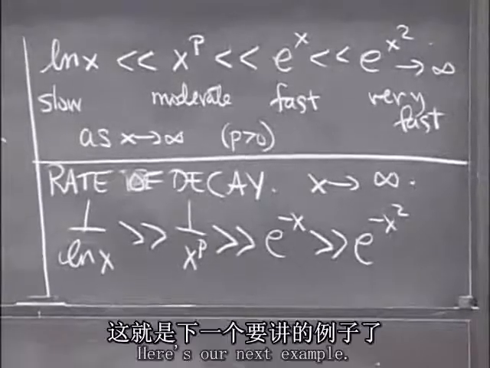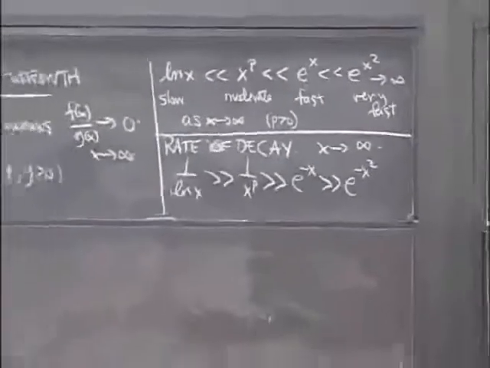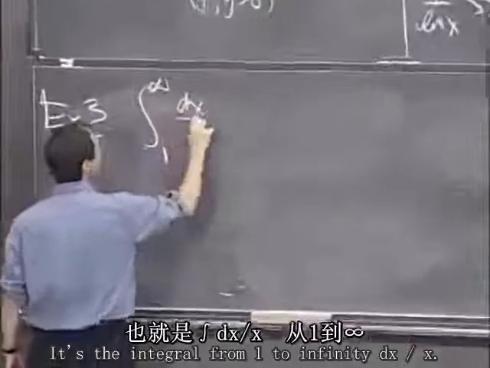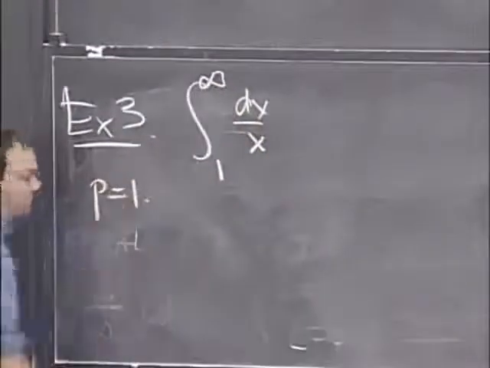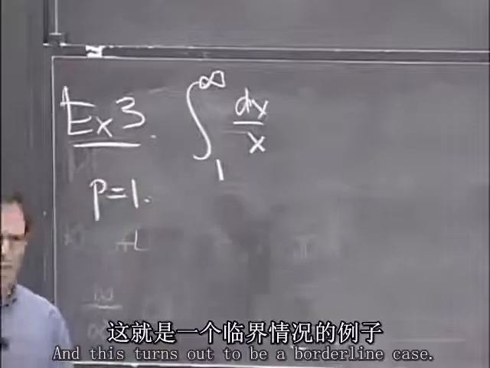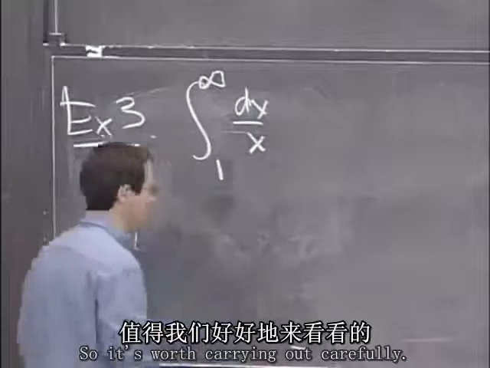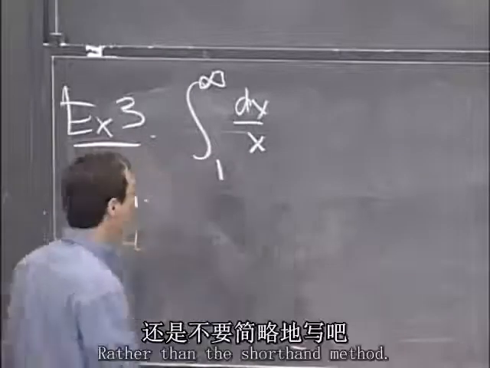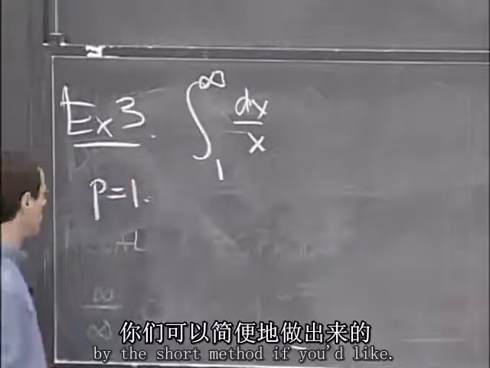Here's our next example. I guess we'll call this example 3. It's the integral from 1 to infinity dx over x. That's the power p equals 1. And this turns out to be a borderline case, so it's worth carrying out carefully. Again, I'm going to do it by the slower method rather than the shorthand method, but ultimately you can do it by the short method if you'd like.